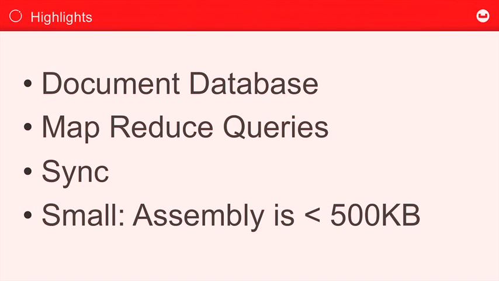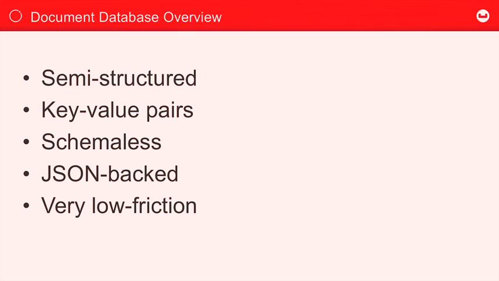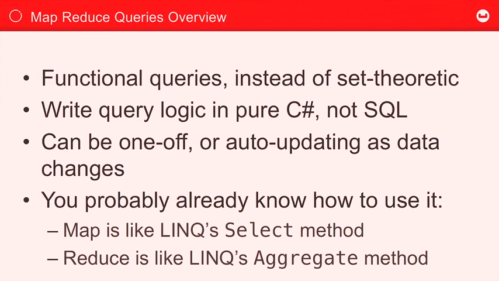And Couchbase Lite for .NET is a very small assembly. It's less than 500 kilobytes, even with the dependencies. So very little overhead to add to your application. So what is a document-oriented database? It's semi-structured data made up of key-value pairs. It's schemaless. And ultimately, it ends up as JSON, both over the wire and in the storage engine. But bottom line is it's a low-friction way to store and retrieve data in your applications.